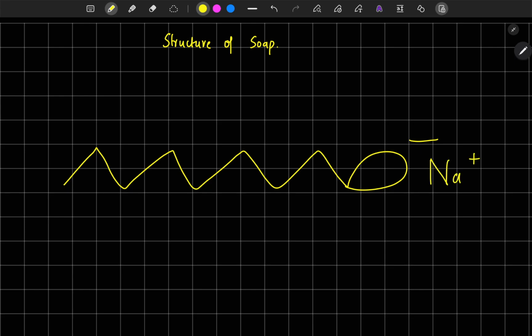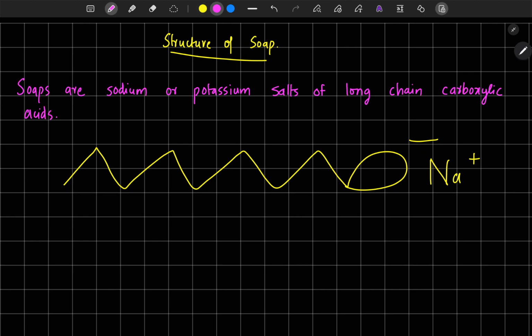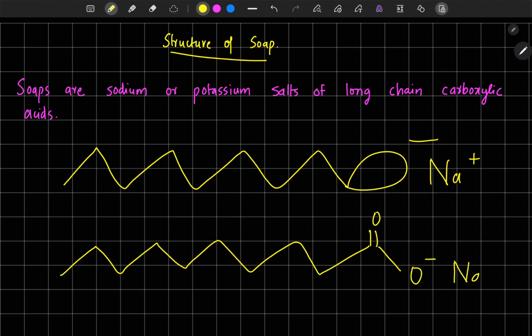First, let us write the definition of soap, and understand it. Soaps are sodium or potassium salts of long chain carboxylic acids. You need to understand, we can redraw this structure in this way also. This will also be correct. Here there is a double bond, here there is an O minus, and it's connected to Na plus.